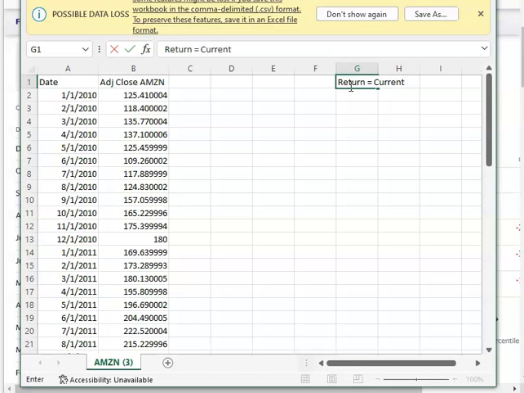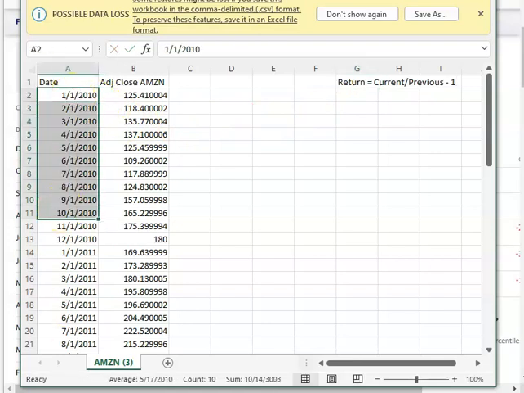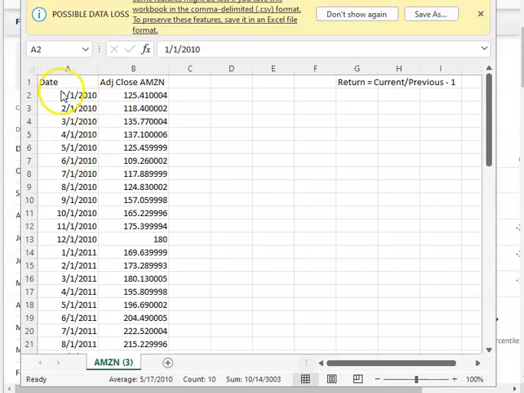We have this, and the formula we're going to use for calculating return is: return equals current value divided by previous value, then minus 1. So we want the current values to be on top. The reason we're going to put the values in order from newest to oldest is that we want to use this formula, current value divided by previous month's value, minus 1.